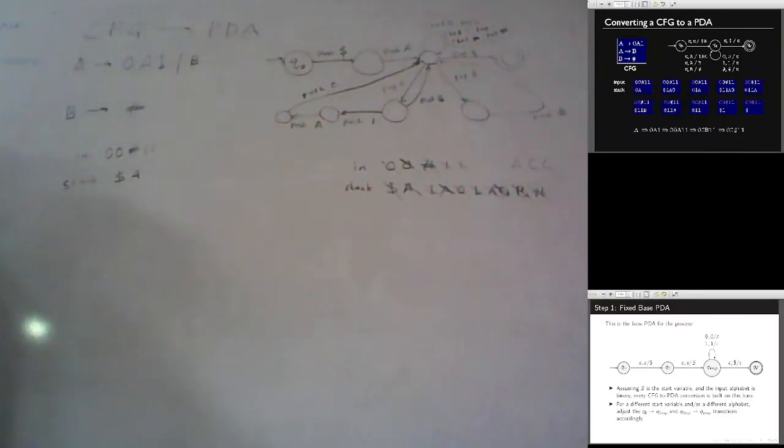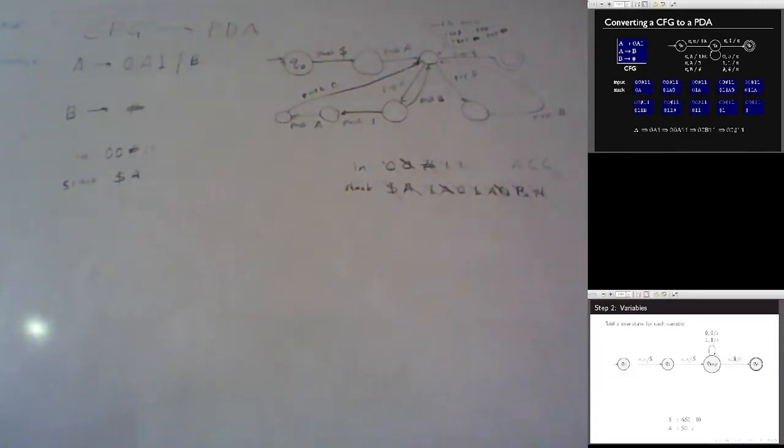0 matches with 0, 1 matches with 1. So 0 in input matches with 0 in the stack, 1 in the input matches with 1 in the stack. So you're just going to have these two transitions, and then when you're done matching everything, you pop the bottom and you go to the accepting state. Okay, so always start with this base PDA of 4 states with these arrows.